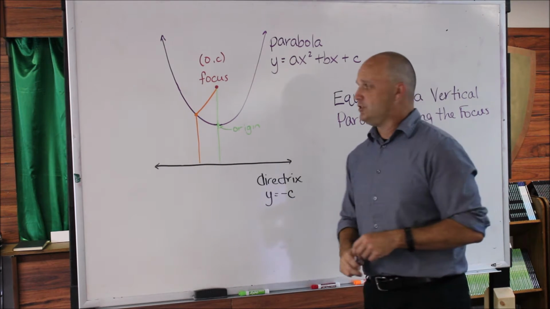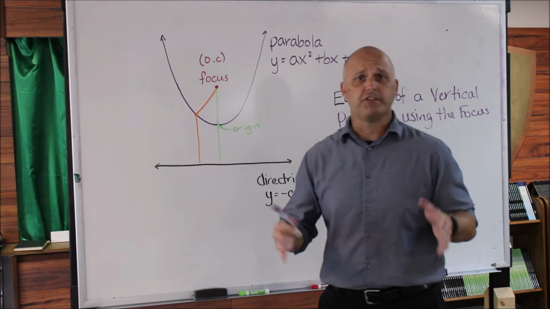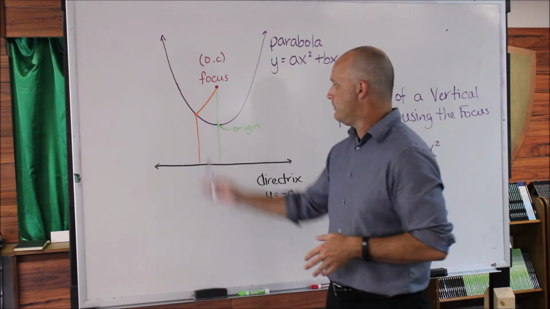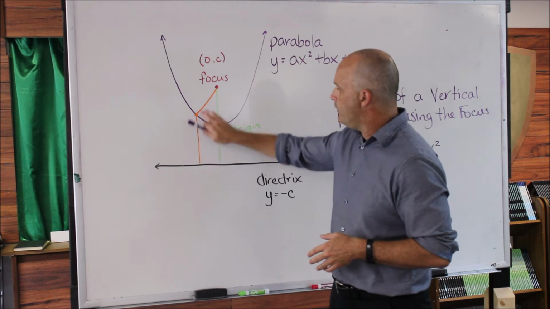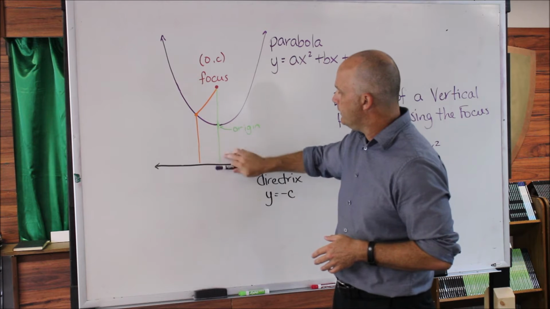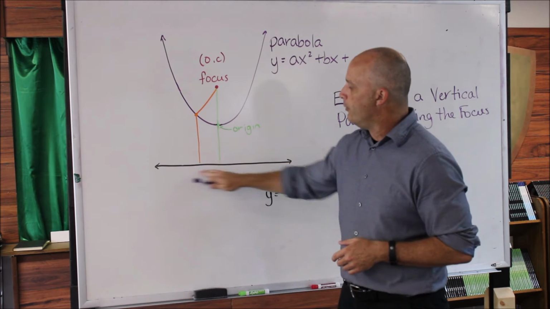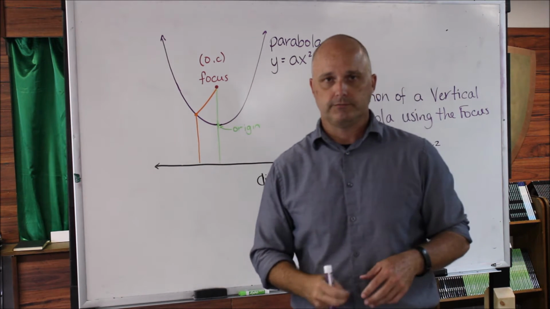Now, going back to geometry, remember that the shortest distance between a point and a line is a perpendicular line. So we know that these lines here, the green line and the orange line, are both going to be perpendicular to the directrix.